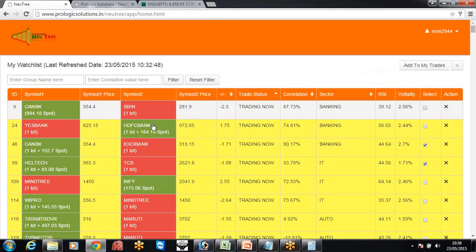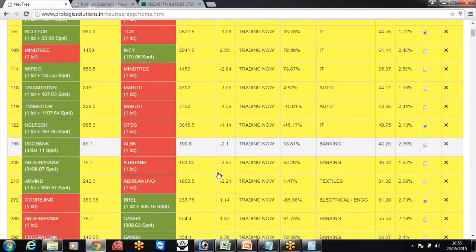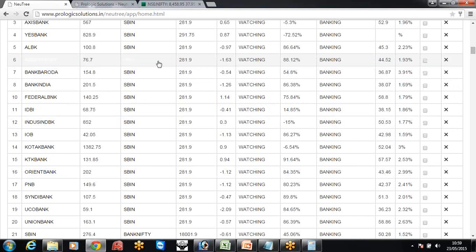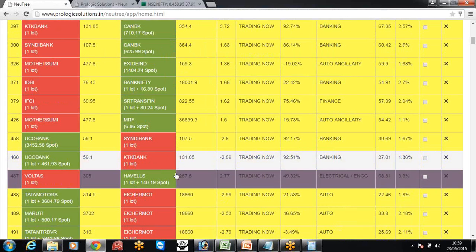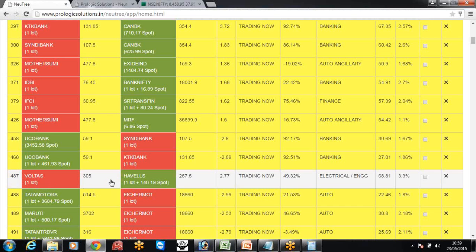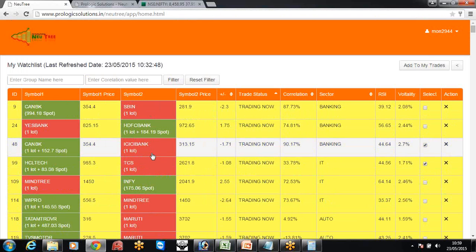Whatever trades are currently running will be in green and red, and the trades which have completed will be in this maroon color, and the watching ones will be on white backgrounds, and the trade which was generated yesterday will be in this fashion with a purple background. That is Voltas short, Havells buy. So you will short one lot of Voltas and buy one lot of Havells plus 140 scrips in the cash market.